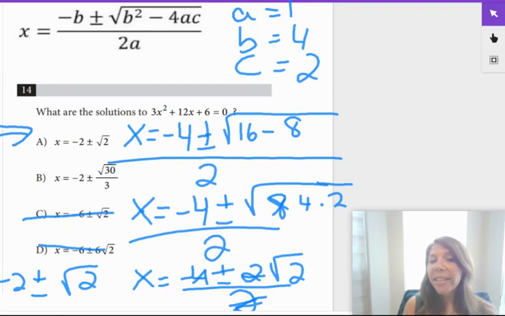So once again, the steps are extracting the 3 to simplify our coefficients, and then plugging those coefficients into the quadratic equation above.